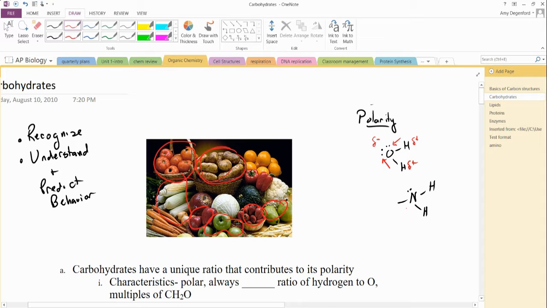Our nitrogen is going to have a similar situation. Nitrogen has a partial negative, hydrogens have a partial positive. So as we're going through our organic molecules, keep that in the back of your mind, and we're going to be noticing that. So let's go ahead and start with carbohydrates.